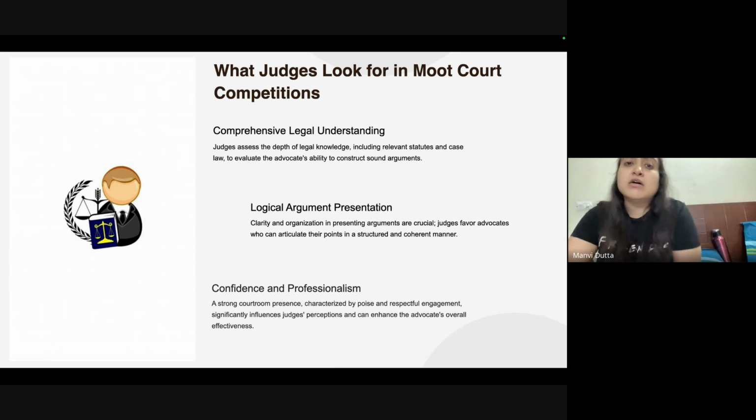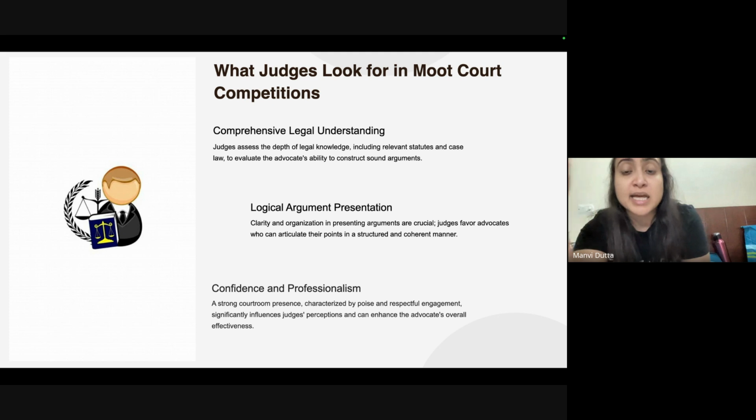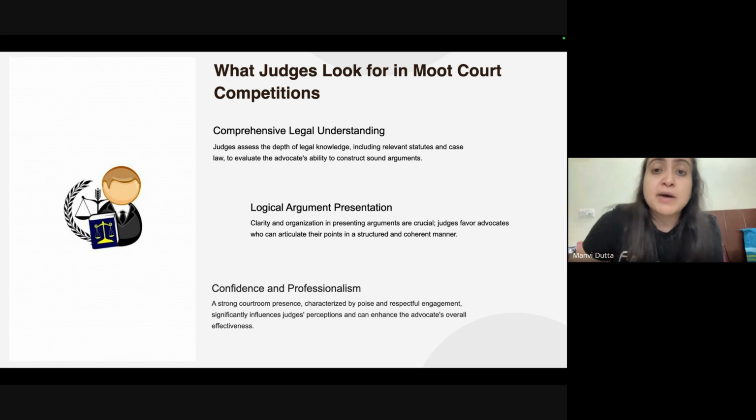Here we will see from the judge's perspective what judges are looking for in a moot court competition. As per the judge's perspective, first of all, they are looking for comprehensive legal understanding. That means that whatever legal concept, whatever legal knowledge, whatever relevant statutes or relevant materials that you have shared, that you are constructing, should be comprehensive, should be to the point, and you should have depth of knowledge regarding that legal implication that you are contending to, and you are very much clear about what you are saying, what you are presenting, what you are contending before the court.